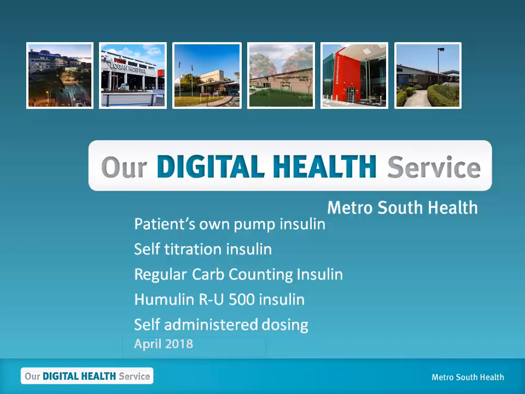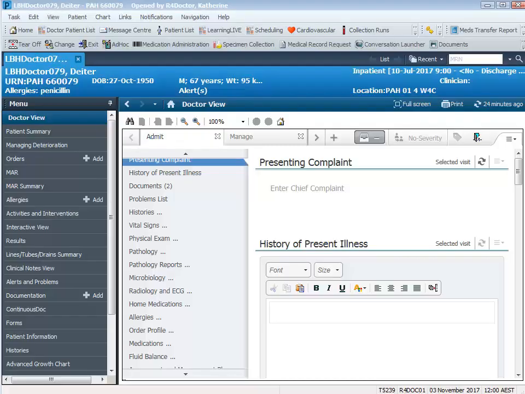Ordering power plans for patients with an insulin pump or who self-titrate and other special situations. There's a number of different power plans that allow orders to be placed for situations such as when the patient has an insulin pump, they self-titrate, or even carb count. They require details for the patient's orders to be entered in the order comments, and this will be demonstrated now. First of all, I will demonstrate the patient's own pump power plan.